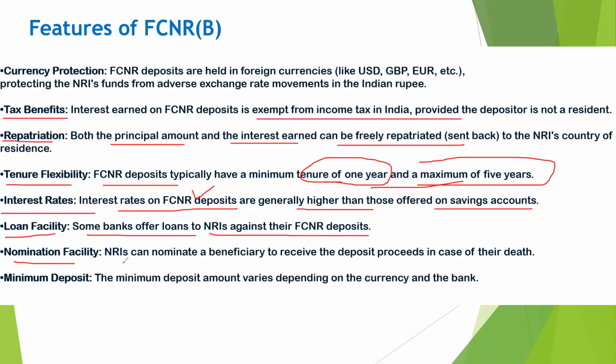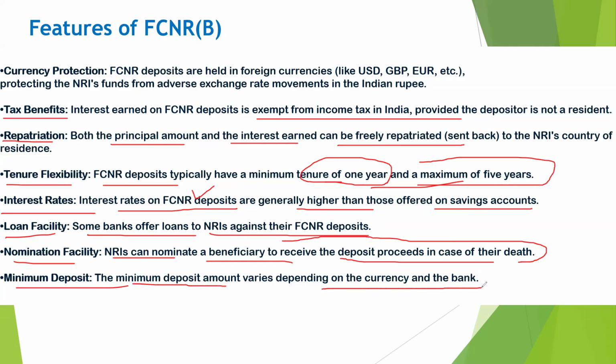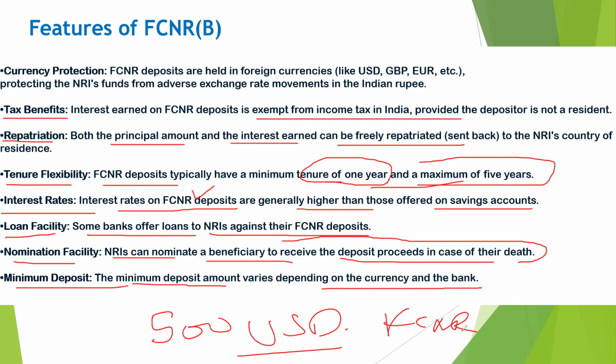Nomination facility. NRIs can nominate a beneficiary to receive the deposit proceeds in case of their death. So nomination is allowed for them. Minimum deposit. Minimum deposit amount varies depending on currency and bank. Some bank will say that minimum 500 USD we will be taking for FCNR. That depends on bank to bank, that is the discretion of the bank. So these are the features.